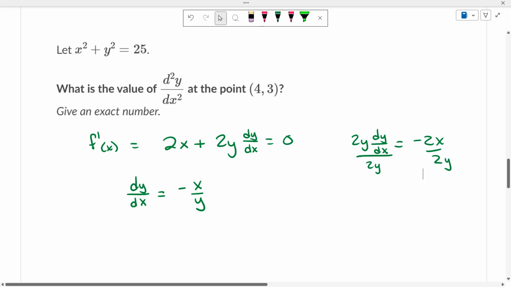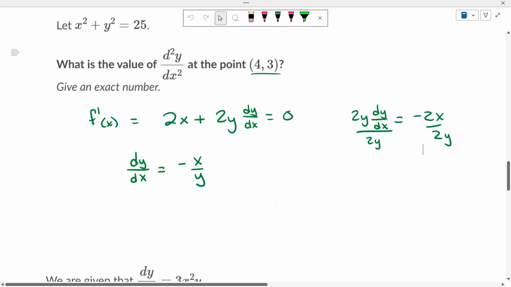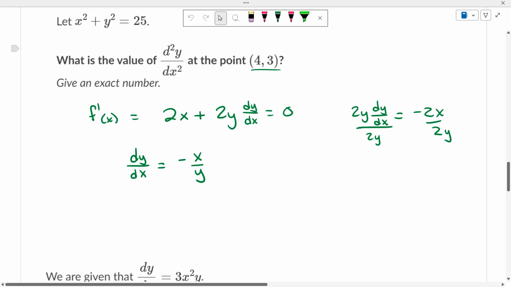So it's negative y over x is the first derivative. So the slope at (4, 3) is negative 4/3. That's what the slope is there. Now we want to find the concavity. What's the concavity? Quotient rule. Very good.